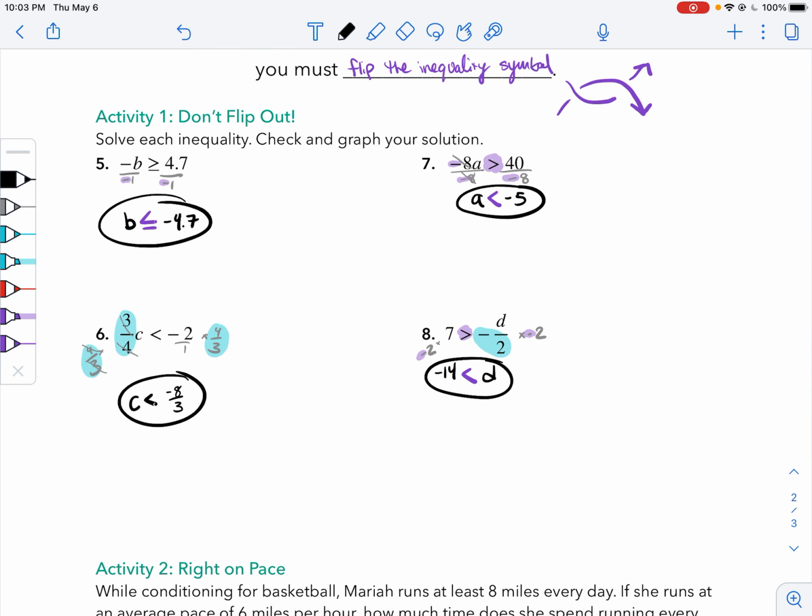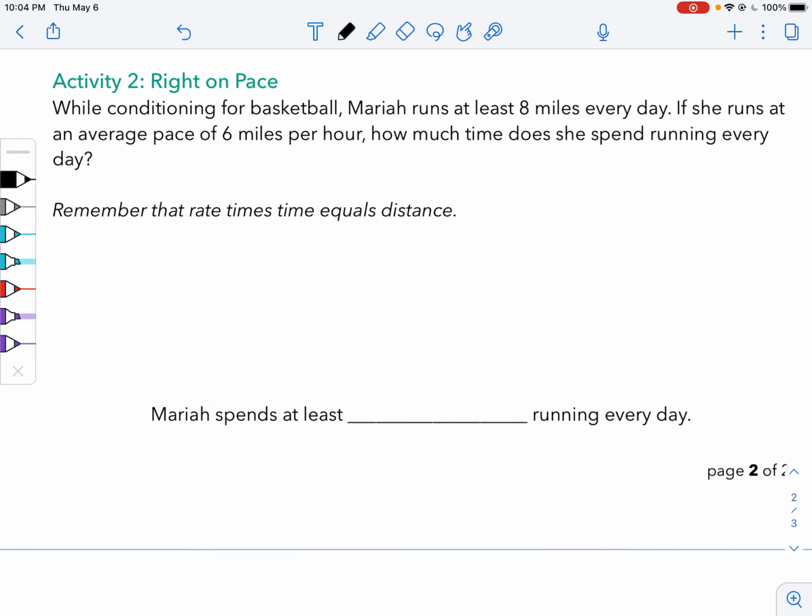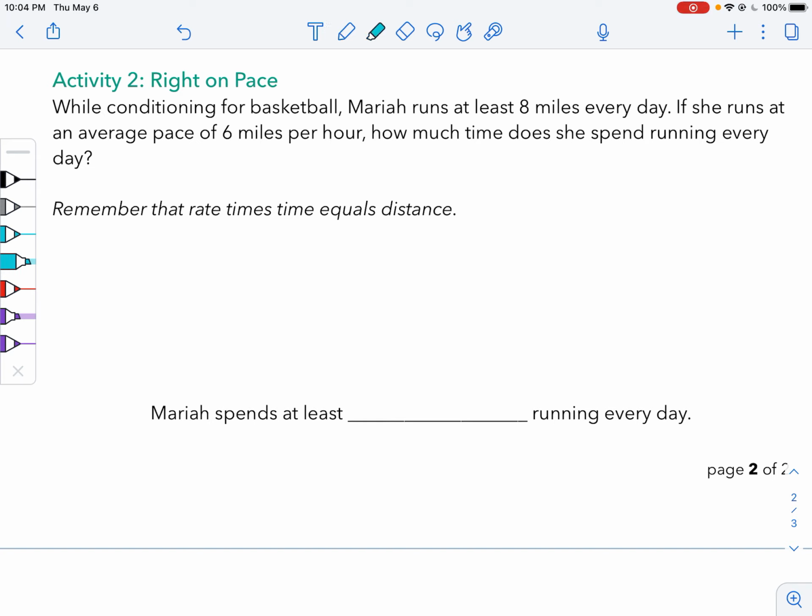Ta-da! That's cool and all, but when are we going to use this in real life? Well, Miss Mariah might. While she's conditioning for basketball, she runs at least 8 miles every day, sometimes more, but at least 8. So if she runs at an average pace of 6 miles per hour, how much time does she spend running every day? Oh, here's our question. How much time does she spend running every day?